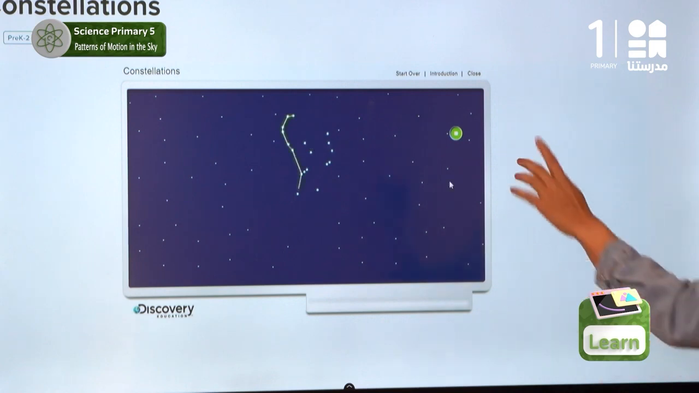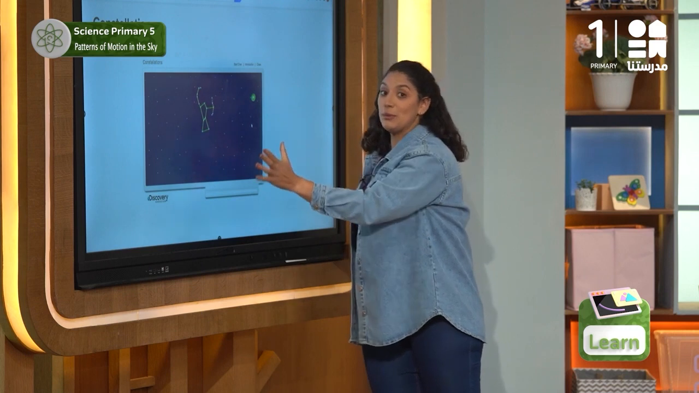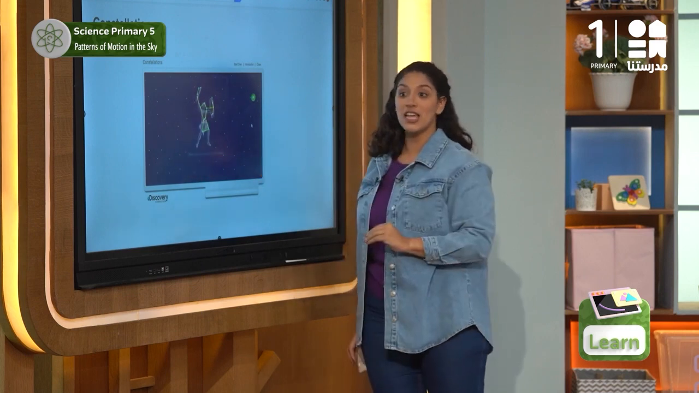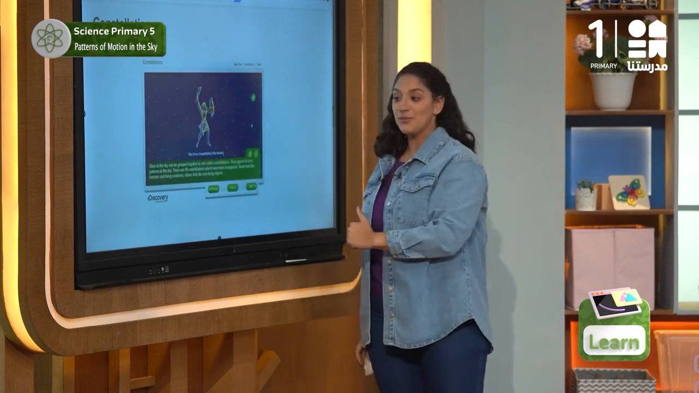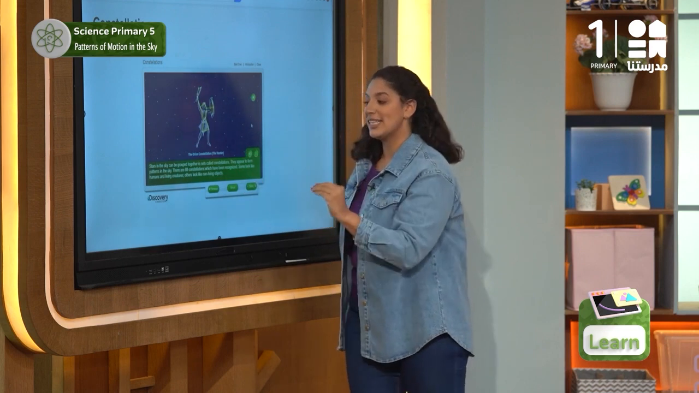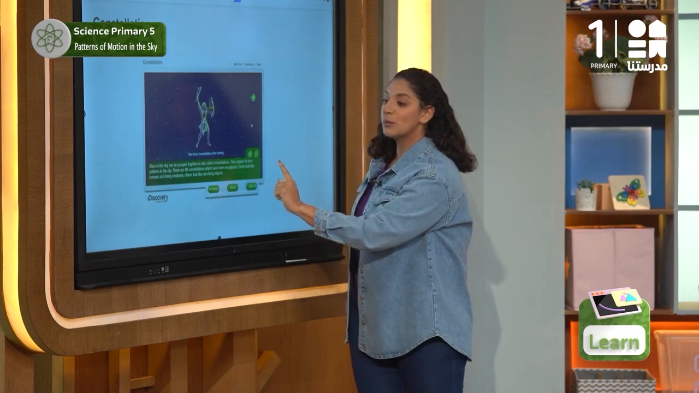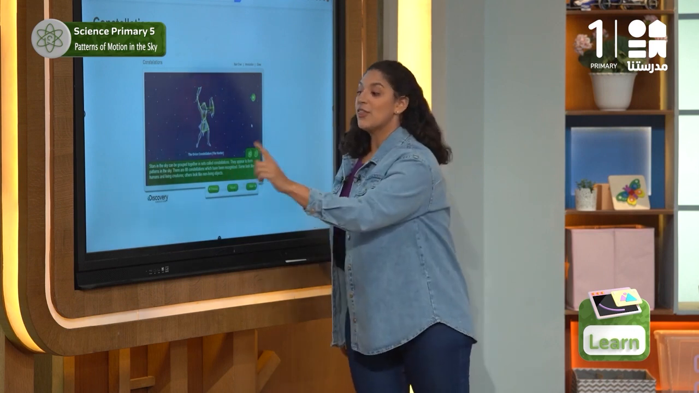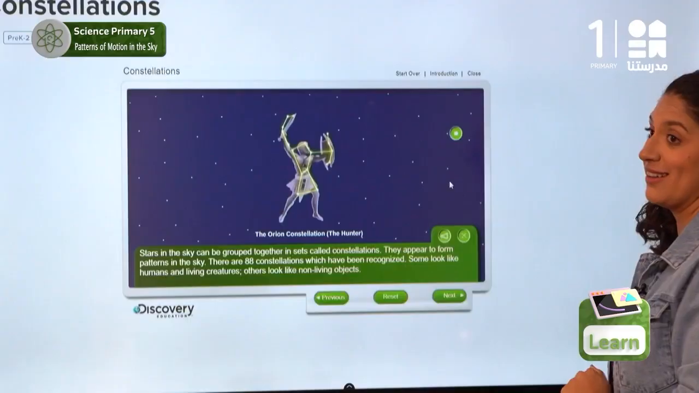We did it. So as you see, as we connect the dots here, a different constellation appears. Now what is it? The Orion constellation. Stars in the sky can be grouped together in sets called constellations, and they appear to form patterns in the sky. There are 88 constellations which have been recognized.